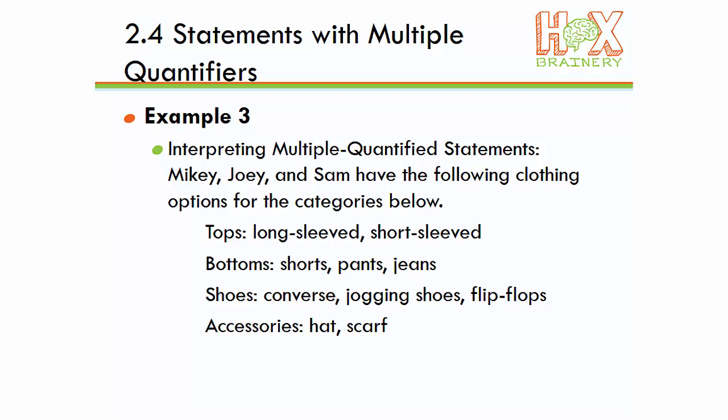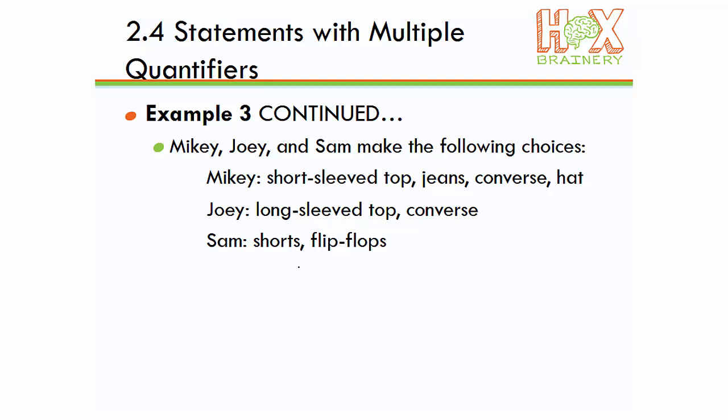Example 3, interpreting multiple quantified statements. So Mikey, Joey, and Sam have the following clothing options for the categories below. For tops, they have long sleeved, short sleeved. For bottoms, they have shorts, pants, jeans. For shoes, Converse, jogging shoes, flip-flops, and for accessories, they have a hat and scarf. So that's what we're working with. So Mikey, Joey, and Sam make the following choices.